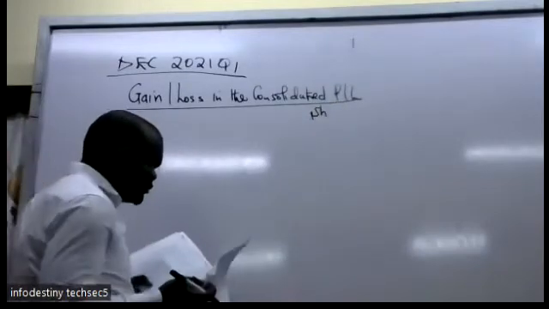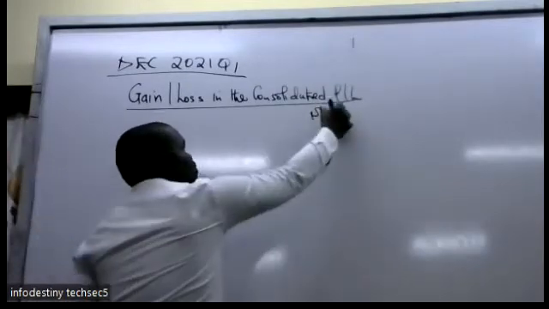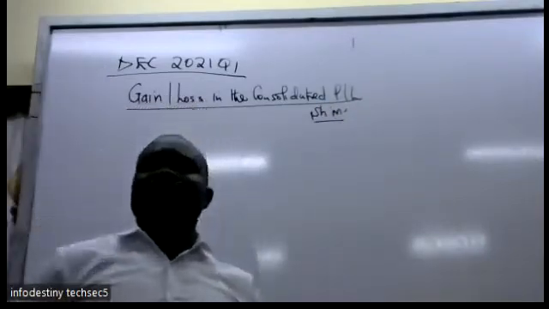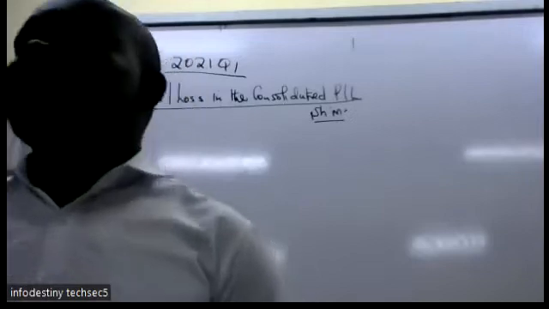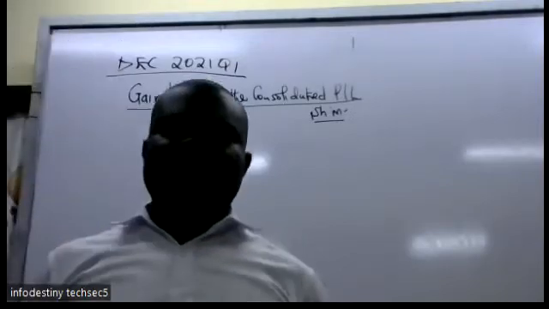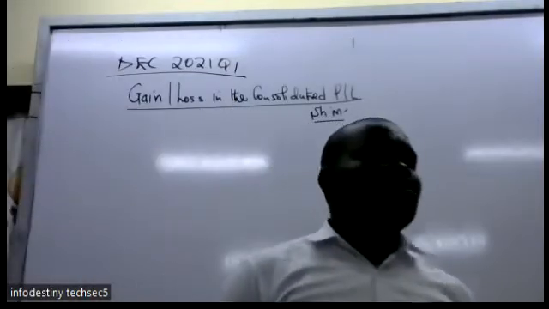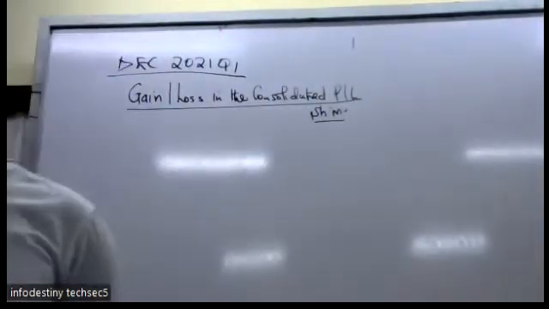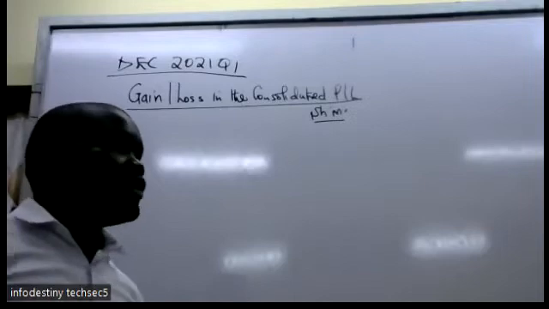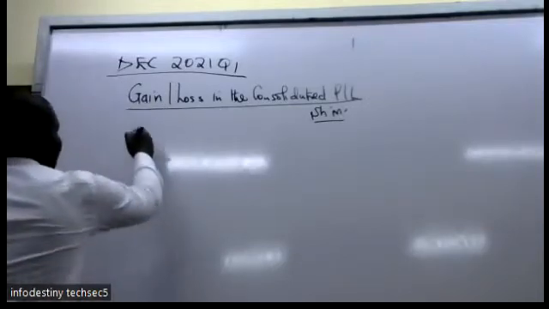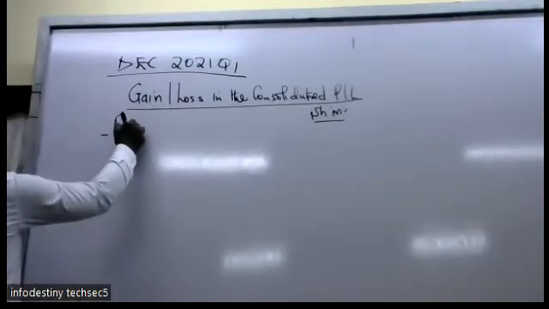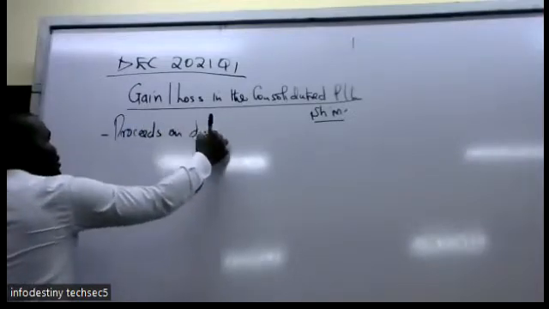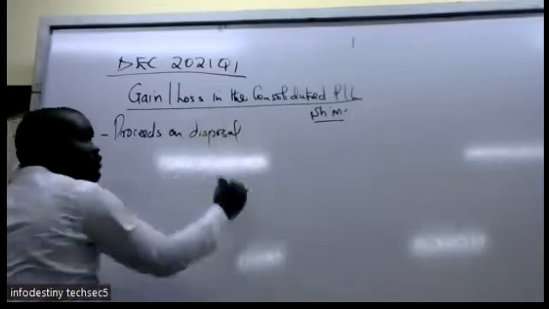Shillings are in millions. Take like 30 seconds, look at the format, and write the format for how to get the gain or loss in the consolidated financial statements. You start with what? Proceeds. So give us the proceeds. Proceeds on disposal. How much were the proceeds?